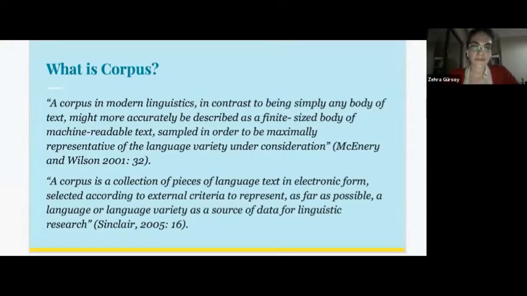So what is corpus? As stated in the first definition, it's not simply any body of text, but a finite-sized body of machine-readable text sampled in order to be maximally representative of the language variety under consideration. And in addition to McHenry and Wilson, Sinclair defines corpus as a collection of pieces of language text in electronic form selected according to external criteria to represent as far as possible a language or language variety as a source of data for linguistic research.